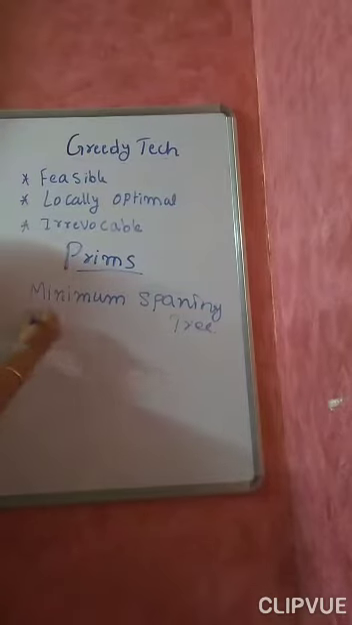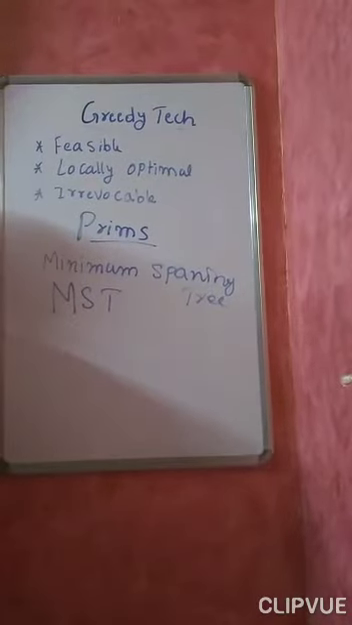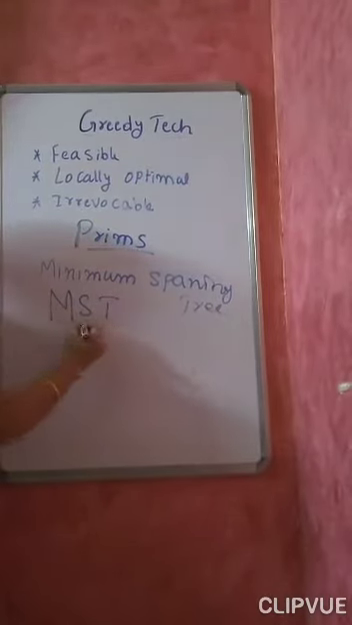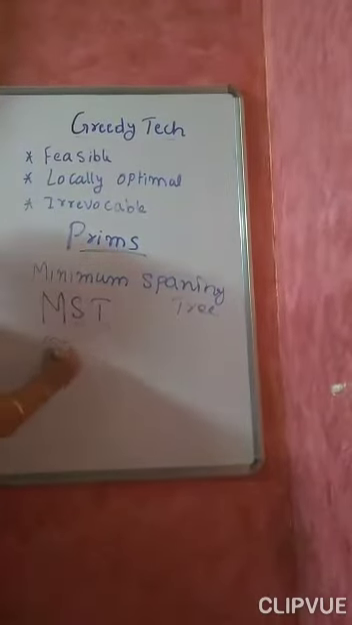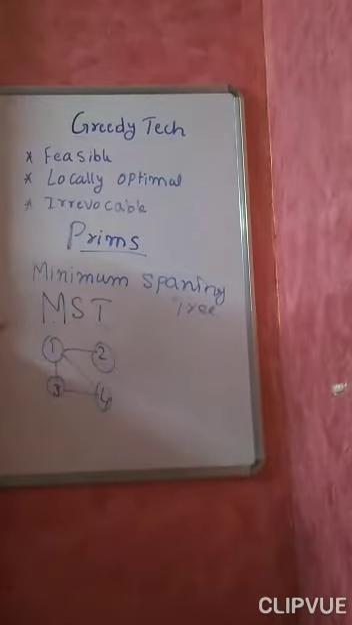So first, what is a minimum spanning tree? Minimum spanning tree, MST. Usually we will call it an MST. Before I say what a minimum spanning tree is, first we should know what a spanning tree is. So what is a spanning tree? Assume that this is the graph that you are having. Something like this.